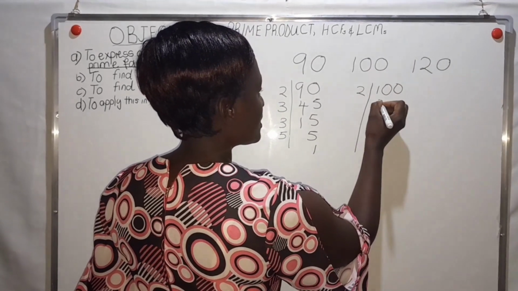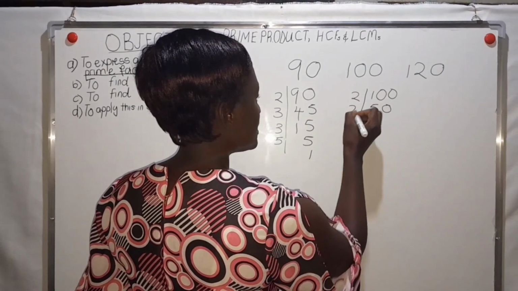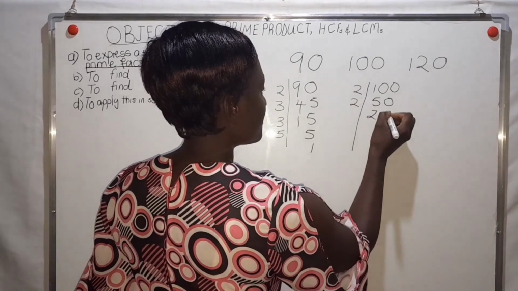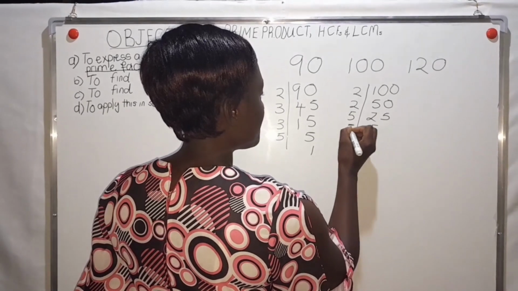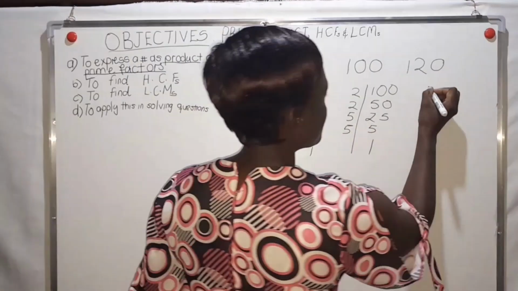2 into 100, we get 50. 2 into 50, we get 25. 5 into 25, we get 5. 5 into 5, we get 1.